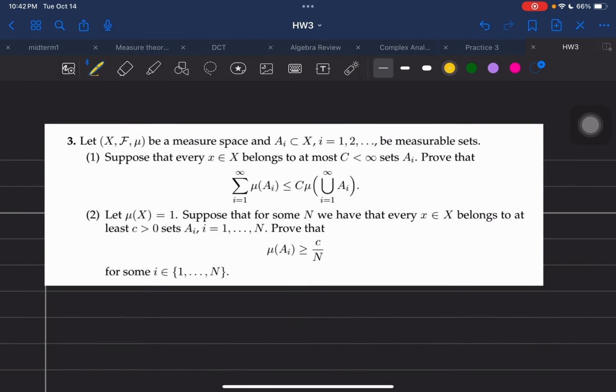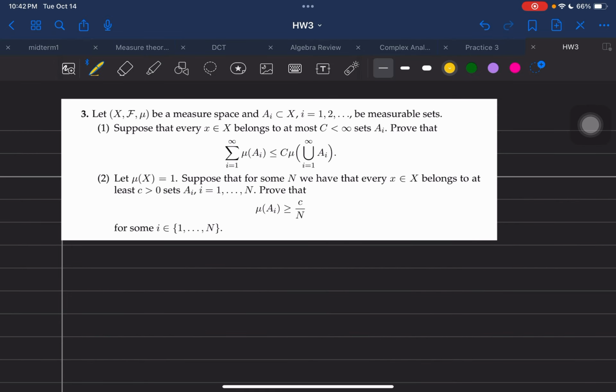So we have a measure space and we have some measurable sets. In part 1, suppose every x belongs to at most C sets AI, C is finite. Then the summation of the measure of AIs is no bigger than C times the measure of the union of those AIs.